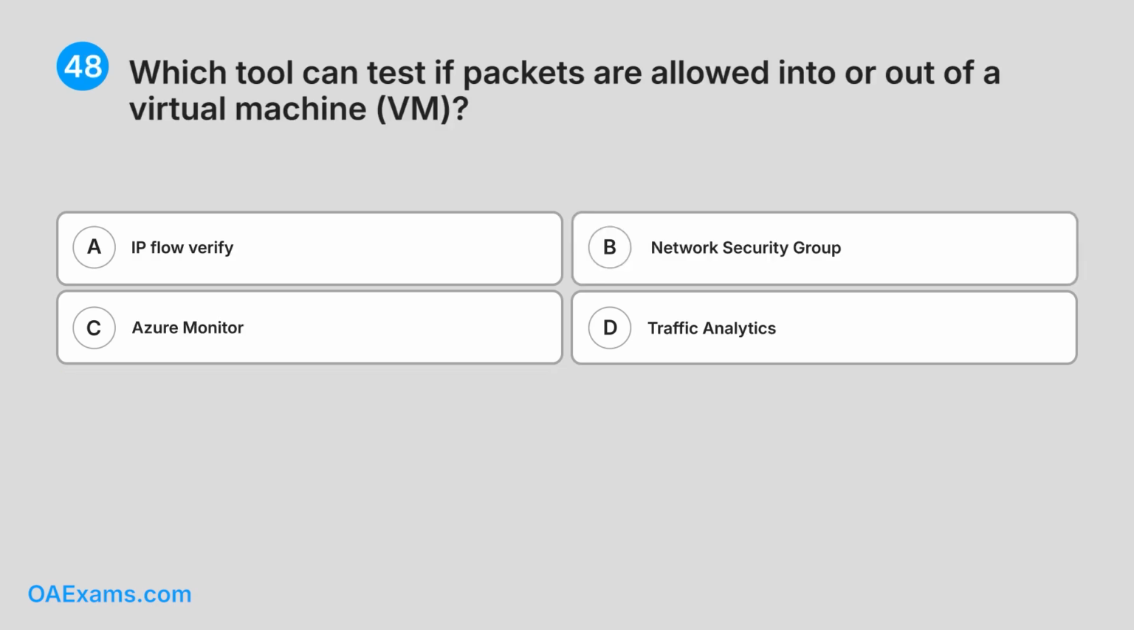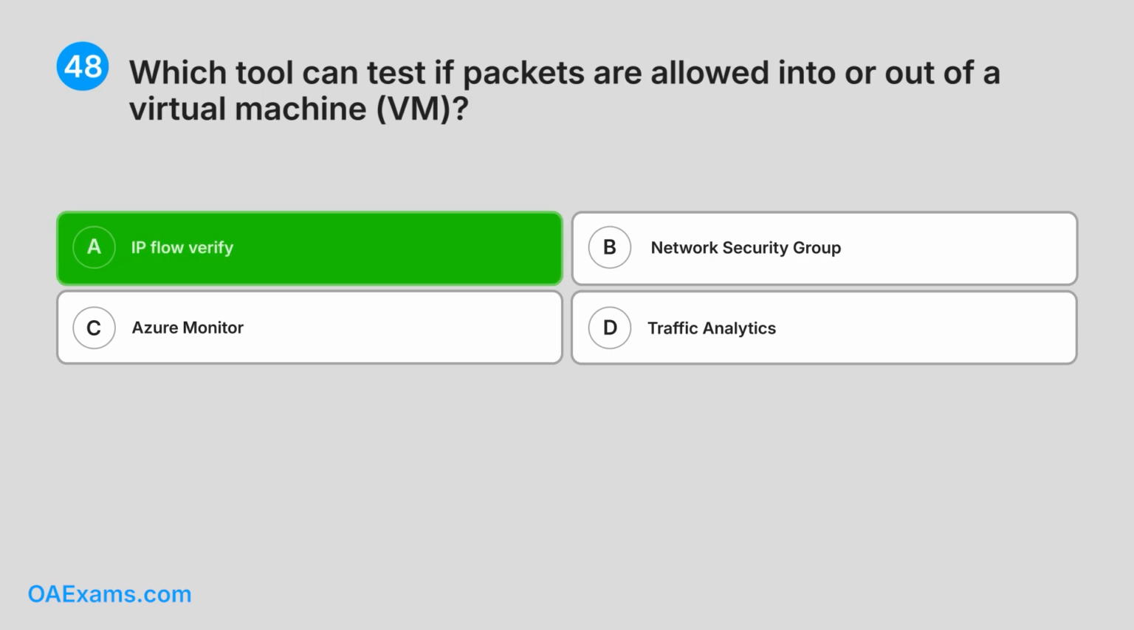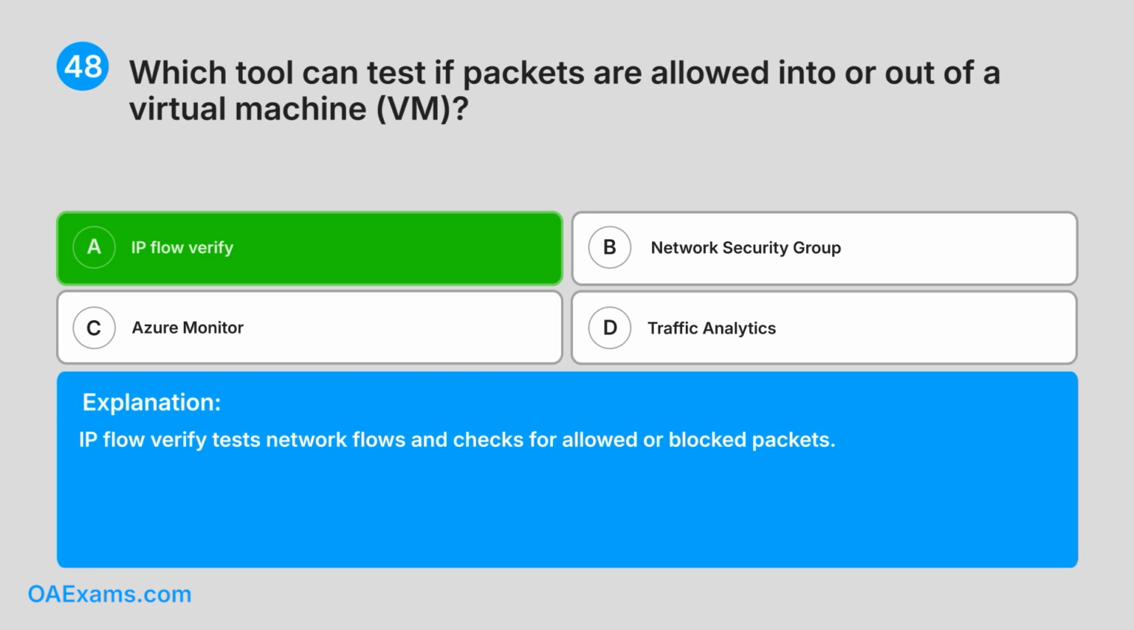48. Which tool can test if packets are allowed into or out of a virtual machine? A. IP Flow Verify. B. Network Security Group. C. Azure Monitor. D. Traffic Analytics. Do you know the answer? Correct answer: A. IP Flow Verify. Explanation: IP Flow Verify tests network flows and checks for allowed or blocked packets.